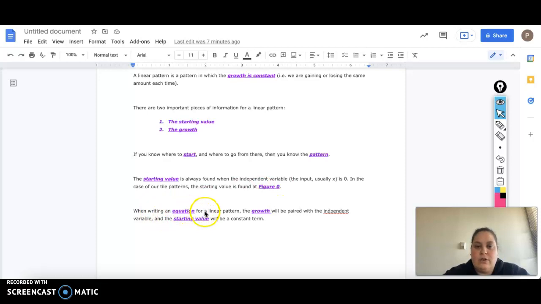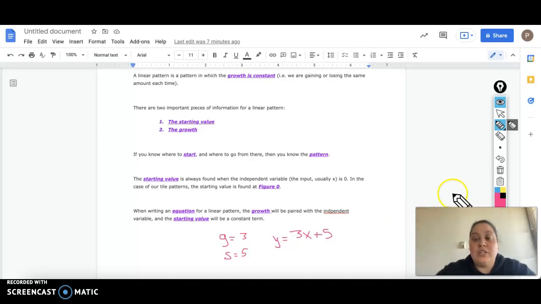When writing an equation for our linear pattern, the growth will be paired with the independent variable, or X, and the starting value will be the constant, or the number all by itself. So again, remember, if you know that the growth is 3, then the 3 is going to be the one next to the X. If you know that the starting value is 5, the 5 is going to be the number all by itself with no letter next to it. And then we'll just write Y equals in front, just like that.